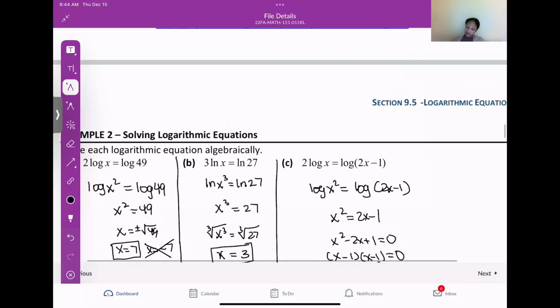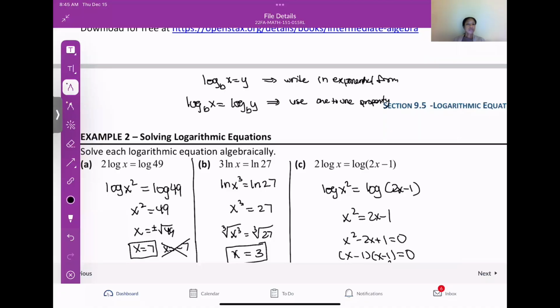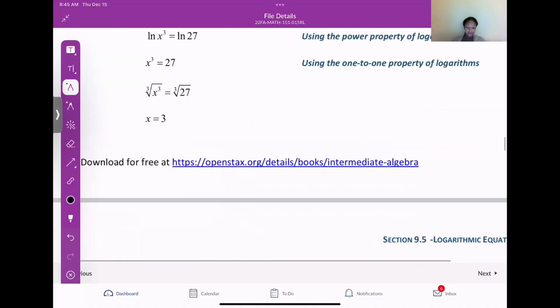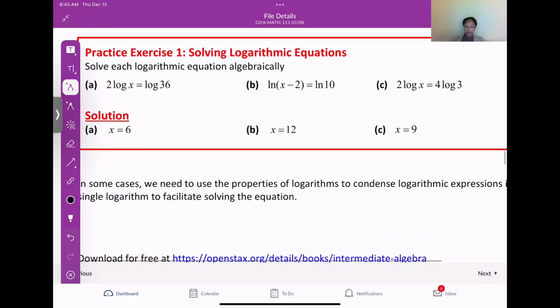So now we have two cases that we know how to solve. If we have log base b of x equals y, we write it in exponential form. If we have log base b of x equals log base b of y, then we use the one-to-one property. All right, and let's keep pushing. So we already solved all of these. Next, we're going to have some practice problems where we use these properties.